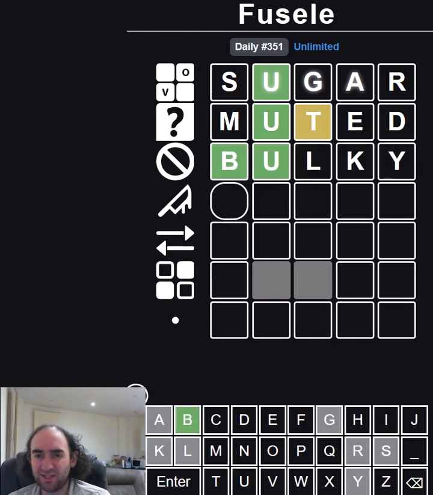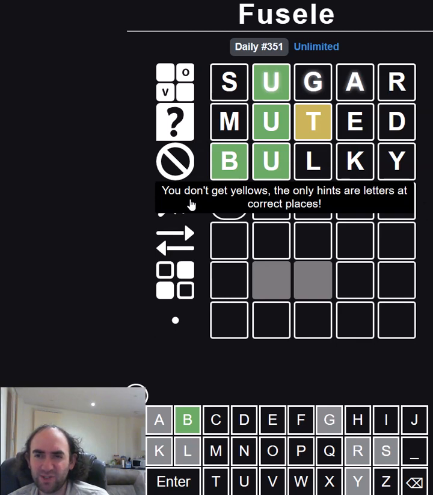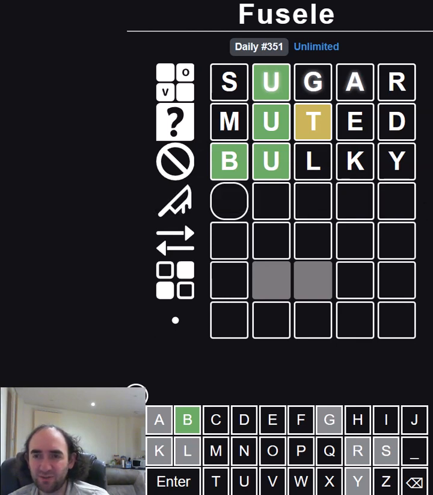That is interesting. The T, I mean, it wasn't bulky, but at least we've got the start of the word now. So I don't get yellows, the only hints are letters in the correct position. So it starts BU for sure. Now, do I think we do not have a T? It can't be built because we just ruled out the L. So I do still think it's most likely that we don't have a T.